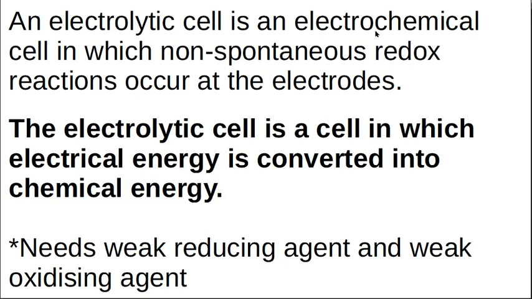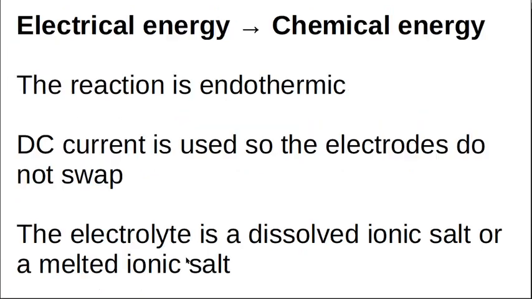So an electrolytic cell is an electrochemical cell in which there is a non-spontaneous redox reaction at the electrodes. We are converting electrical energy into chemical energy. So this is electrolysis, converts electrical energy into chemical energy. And the reason it's not spontaneous is because it's got a weak reducing agent and a weak oxidizing agent. So if you looked in the table, they would have lame little values for the oxidation and reduction reactions. Okay, so it converts electrical energy to chemical energy in an electrolytic cell.